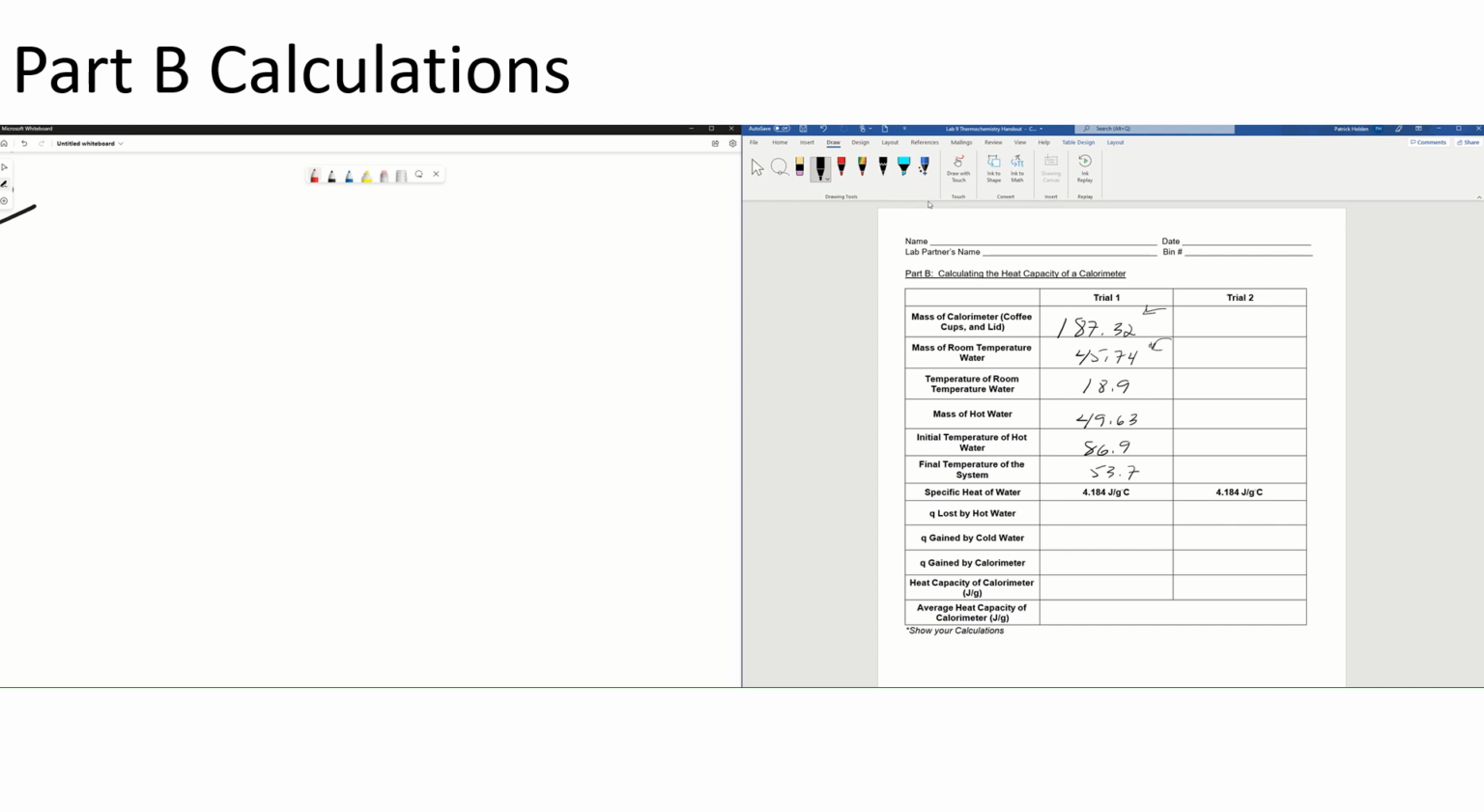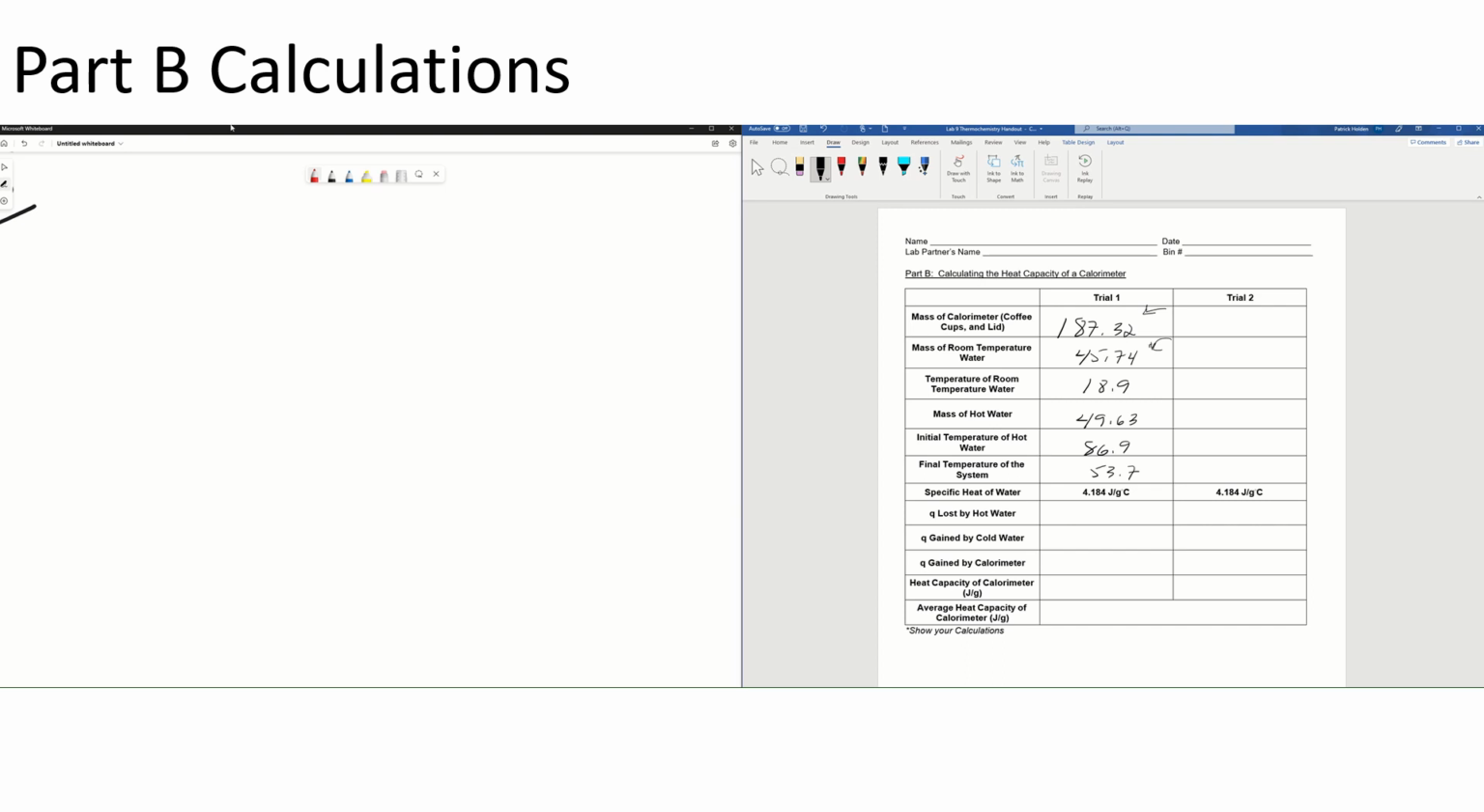The mass of the hot water, the initial temperature of the hot water, and the final temperature of the system. The system being the entire thing, the calorimeter and the water, all of it comes to this final temperature. So let's look first at the Q lost by the hot water.